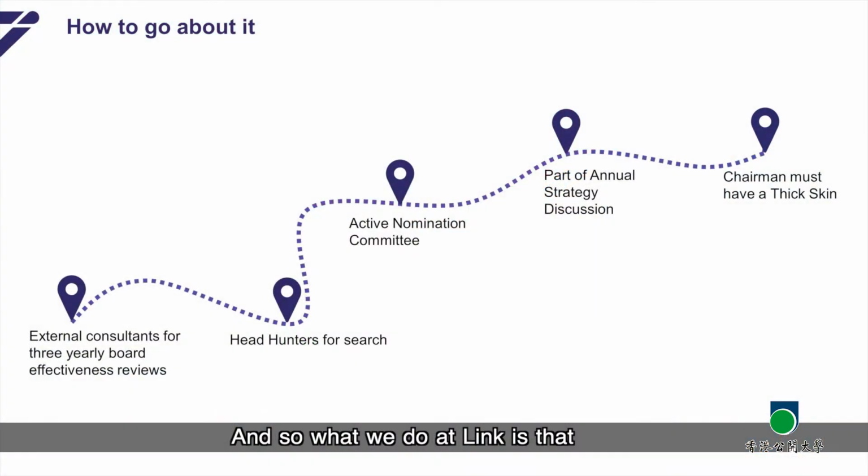And so what we do at Link is that we regard it really important to have experts help us find our directors. Because we have tenure limits, we know when we're going to need directors, so we tend to have not just specific mandates to find a director at a point in time, but a rolling mandate to assist the Nomcom over time as a constant discussion. Active nomination committees are very important. It should be part of the annual strategy discussion, and as I said, chairman must be prepared to have people that don't agree with him around the board.